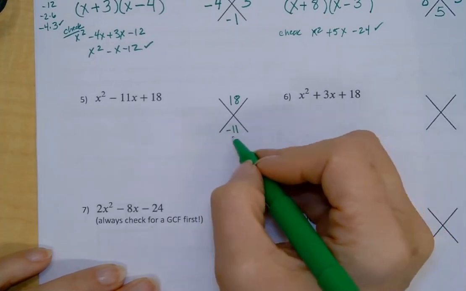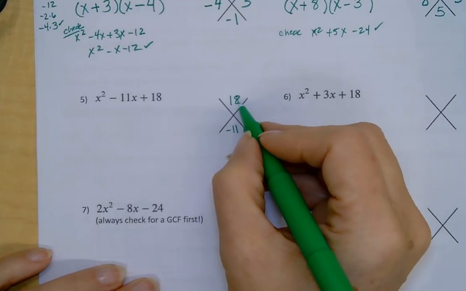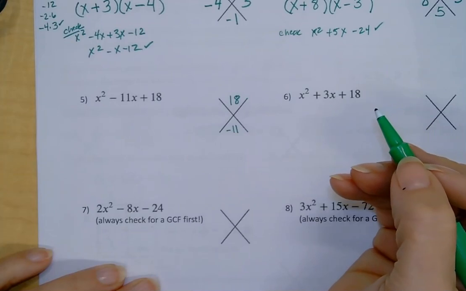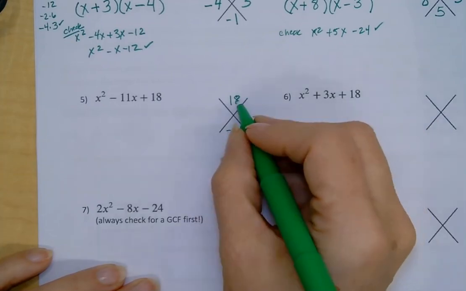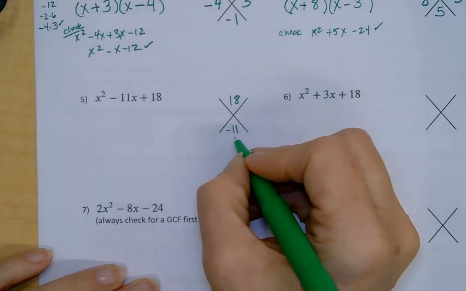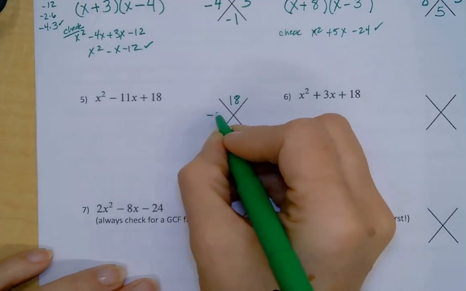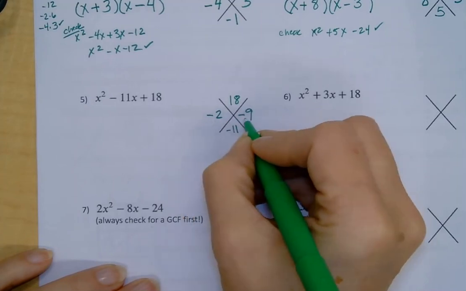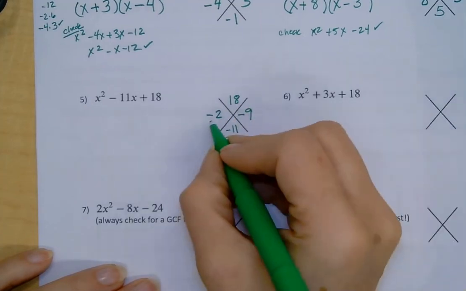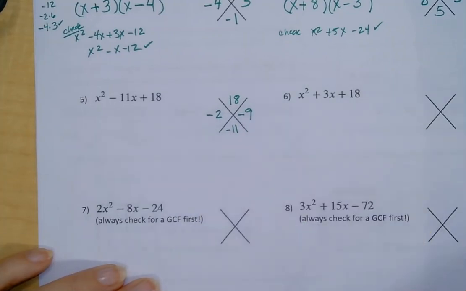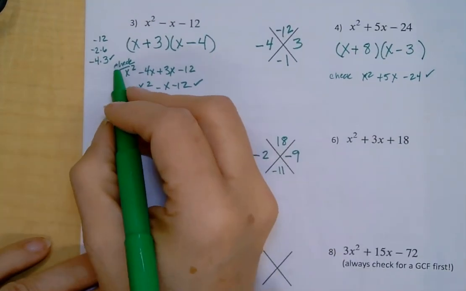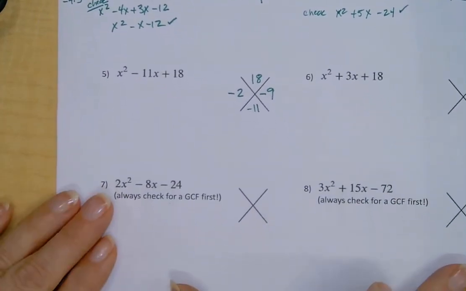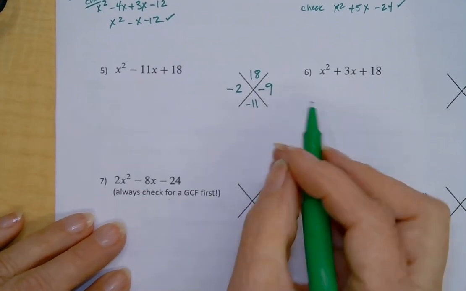So luckily with 18, my options are 1 and 18, or 3 and 6, or 2 and 9, right? 2 and 9, those are the numbers I need, because 2 times 9 is 18. But I need to end up with negative 11 when I add them together. So I know it's going to have to be negative 2 times negative 9, right? Negative 2 times negative 9 is 18. Negative 2 plus negative 9 is negative 11. So sometimes you have to be writing stuff down on the side of your paper somewhere. Sometimes it doesn't come straight to you, and you just have to try some numbers.